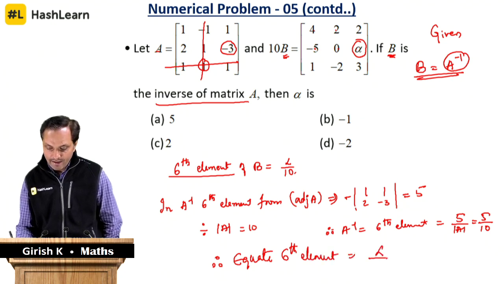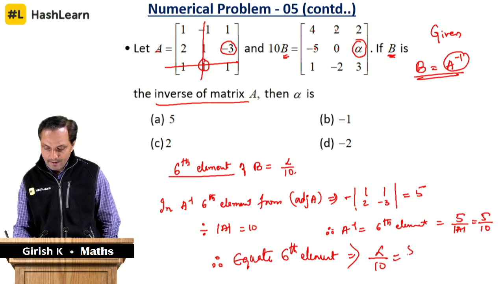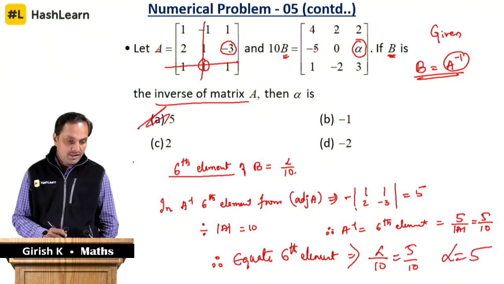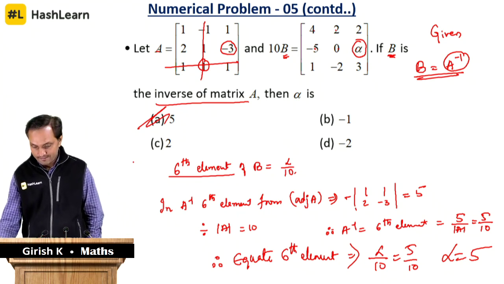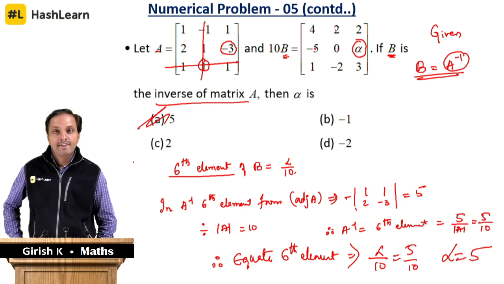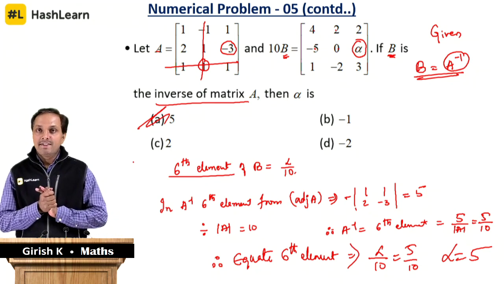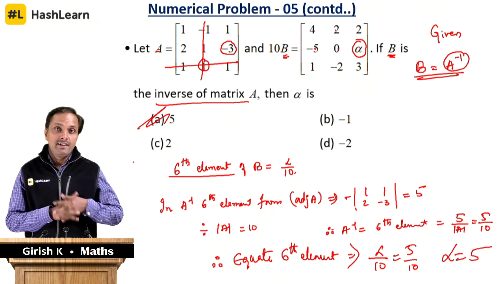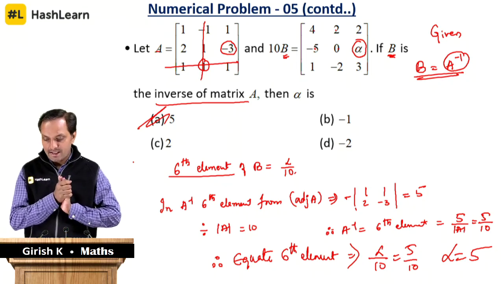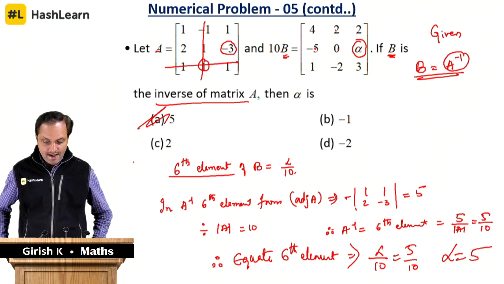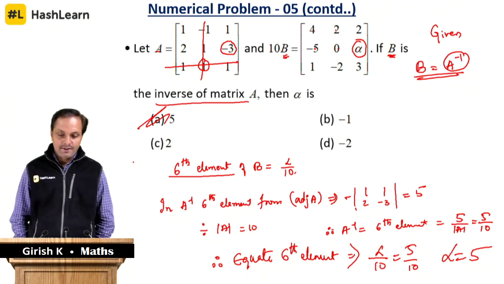This is alpha by 10 and that is 5 by 10. So you can say alpha is nothing but 5, which is there in option A. Is it clear? So what we are doing here, we are just comparing the sixth element. The reason we are comparing the sixth element is alpha is present in the sixth element. Therefore, take that and evaluate only for the sixth element.